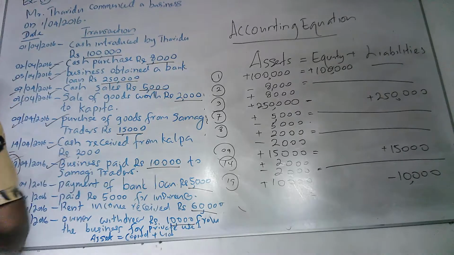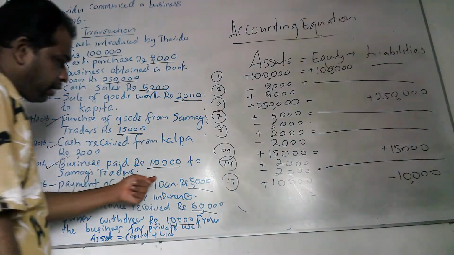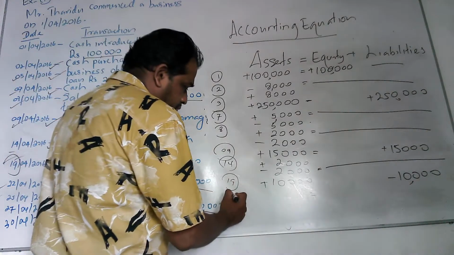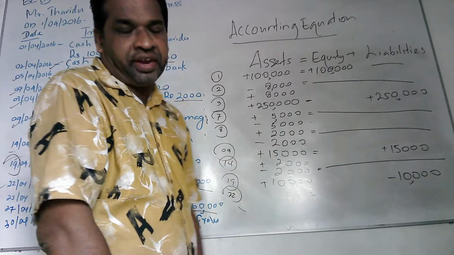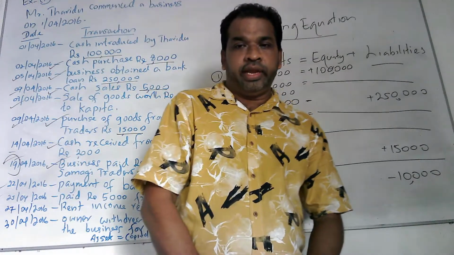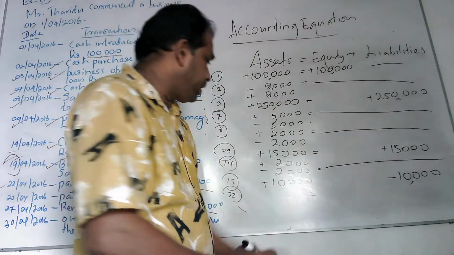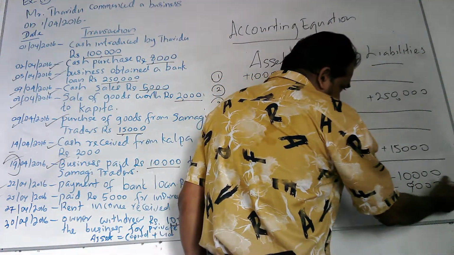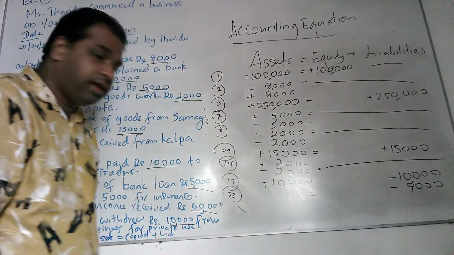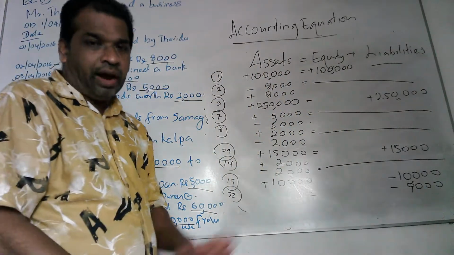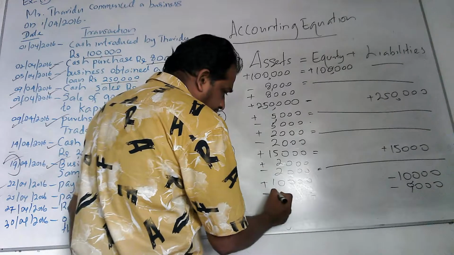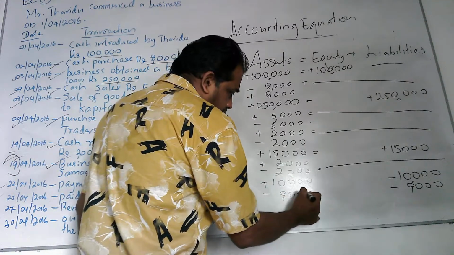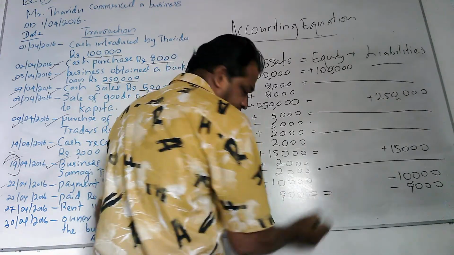Then the next one, payment of bank loan 5,000. When you settle a loan, it will reduce the liability. There will be a decreased liability. As money goes out, again there will be a minus under assets.